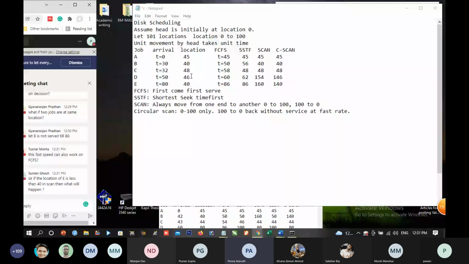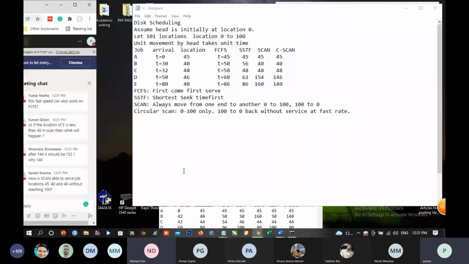Any more doubt? Sir, if it moves sequentially, observing and then serving, then in the previous cases like FCFS or SSTF, why was it taking the decision only after completing serving one job? That is correct. In first come first serve, it was taking the decision about what is available and it will start moving towards it. Because first come first serve is mostly for easiness, to make things easy to understand.